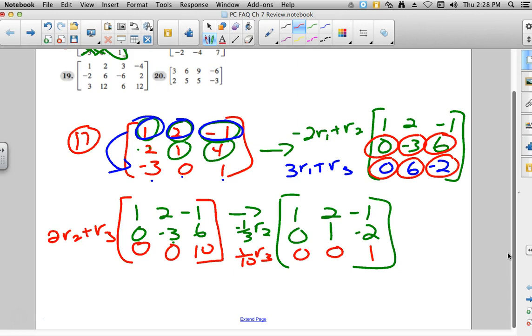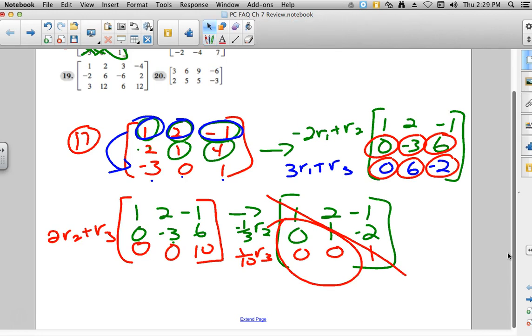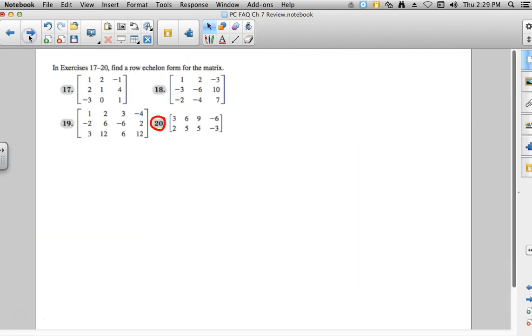And that is a row echelon form. I have 1s across the main diagonal and 0s for everything down and to the left. So my matrix of 1, 2, -1, 0, 1, -2, 0, 0, 1 would be the answer that I need. Now that's definitely not the only way to write the row echelon form for this matrix, but I think that's pretty easy to follow and should get you where you need to go.